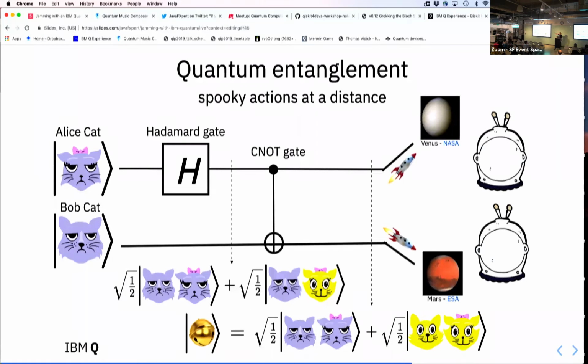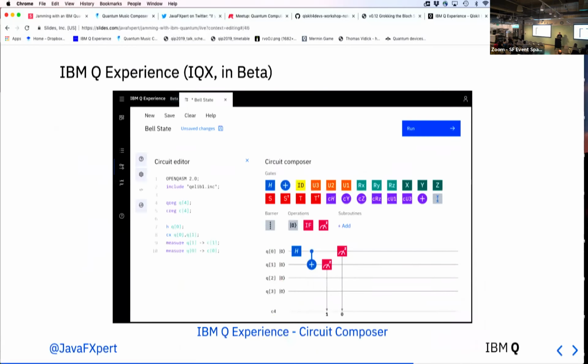So Alice takes a spaceship to Venus. Bob takes a spaceship to Mars. And just like you said with the sticks and the envelopes, if we observe Alice, she's happy. Then with 100% probability, when we observe Bob, he's going to be happy. But if we observe Bob and Bob was grumpy, then with 100% probability Alice would be grumpy. So that's quantum entanglement. Any questions?